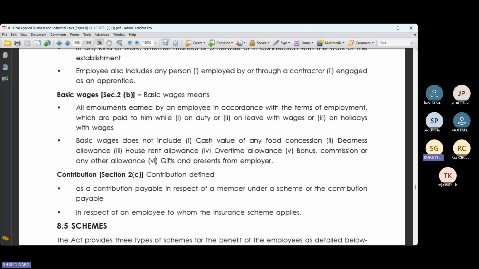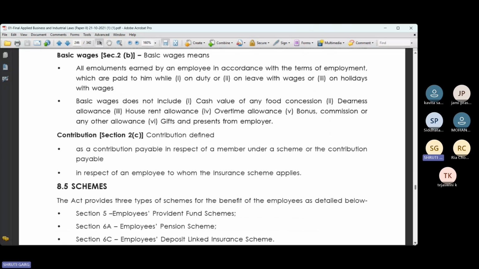Clear? And contribution. Contribution is defined as a contribution payable in respect of a member under a scheme or the contribution payable in respect of an employee to whom the insurance scheme applies. Right? So this is called the contribution.